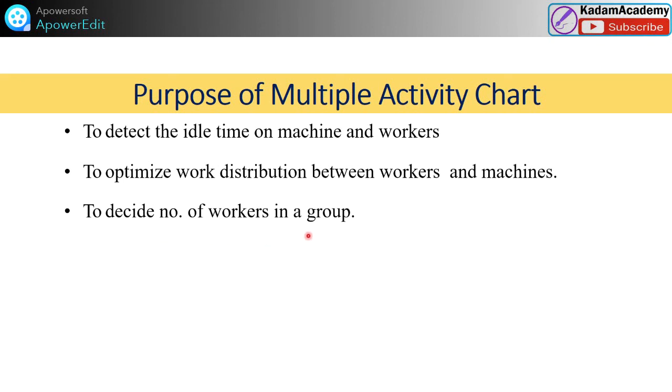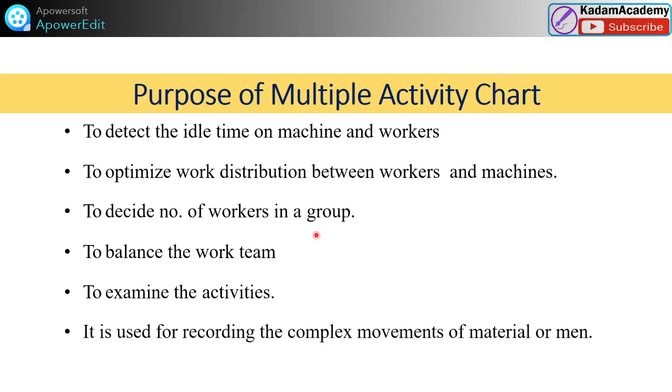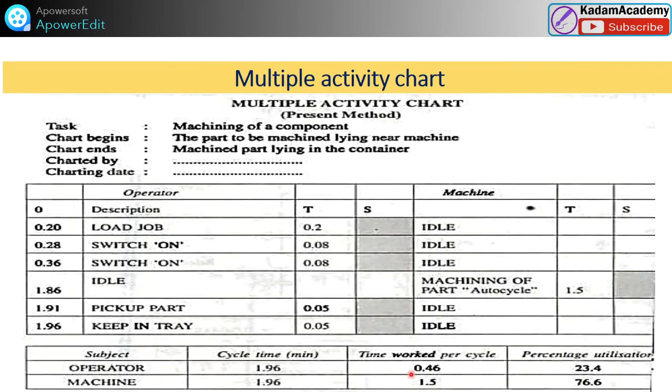To optimize the distribution between the workers and machines. To decide the number of groups. Okay. It can also decide and distribute the teamwork, to balance the teamwork also, so that the work is balanced between the team. To examine the activities: what activities they are doing properly or not, that you can examine. It is also used for recording the complex movement of material or men. And lastly, used to find out the most economical route, and that will increase your productivity and production.